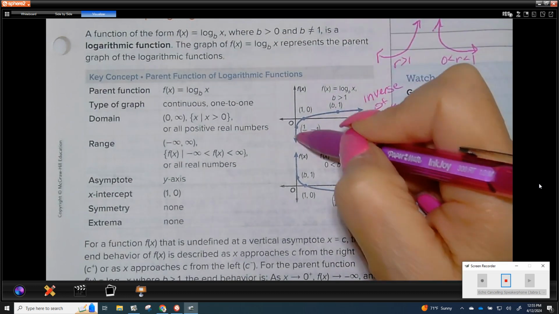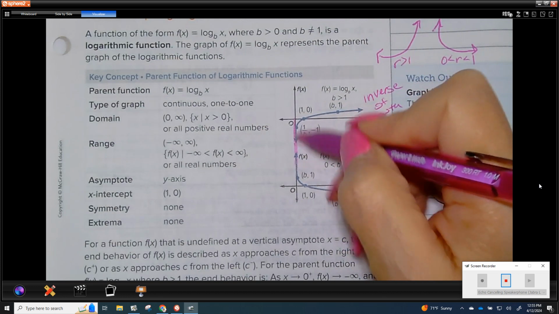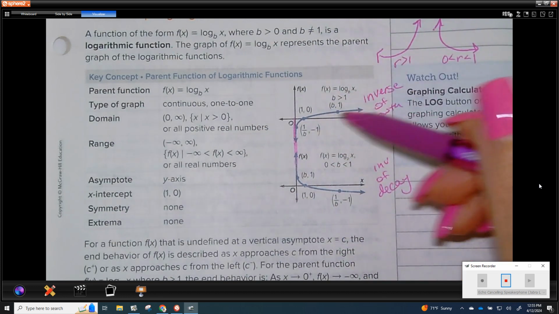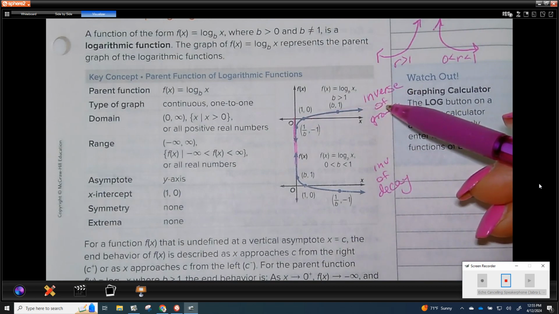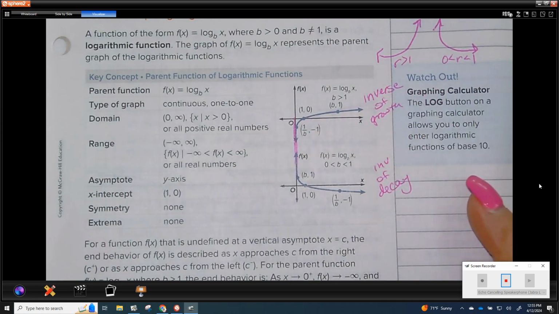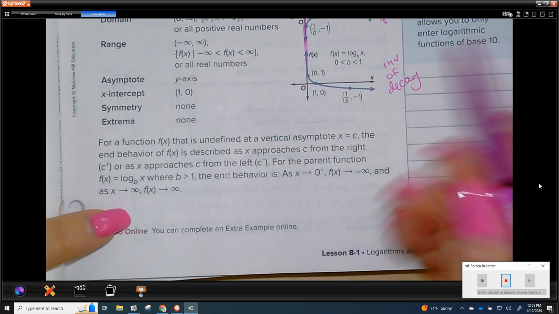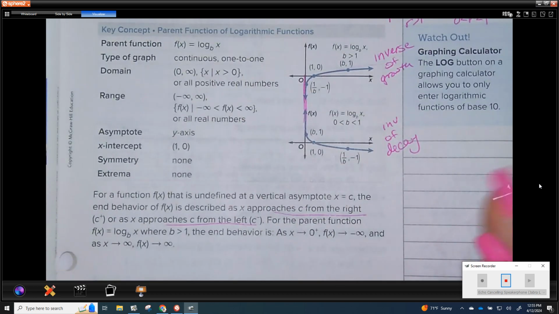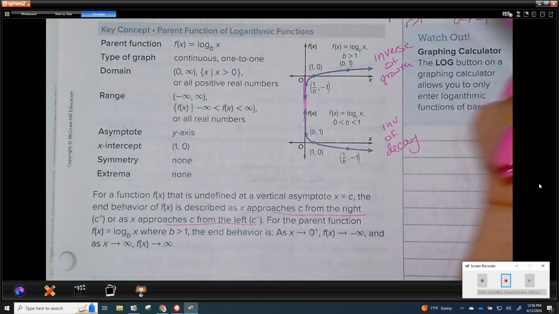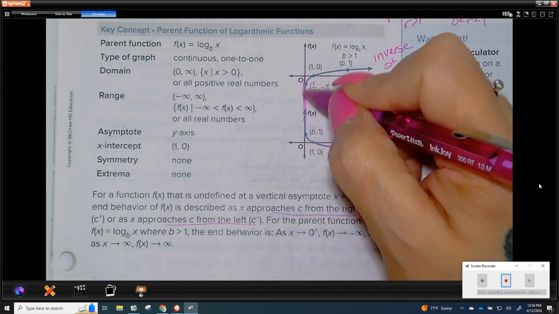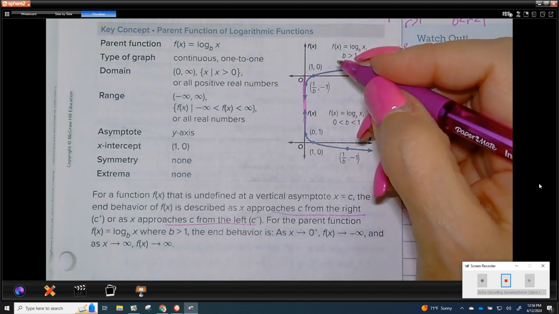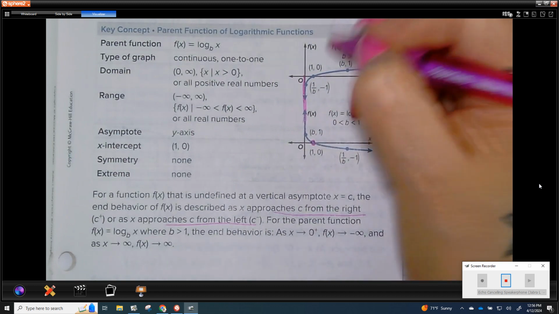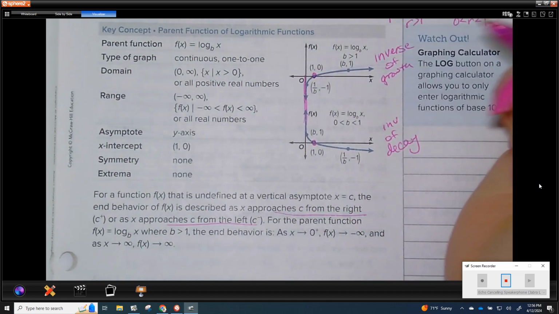And both of them don't cross the y-axis. That's your asymptote. And behavior, this goes off to infinity. The left side, look how they note the left side: approaches from the left or approaches from the right. But I do want to bring up the y-intercept. There is no y-intercept. That's the asymptote. The x-intercept is 1, 0. So it always crosses through that 1, 0.